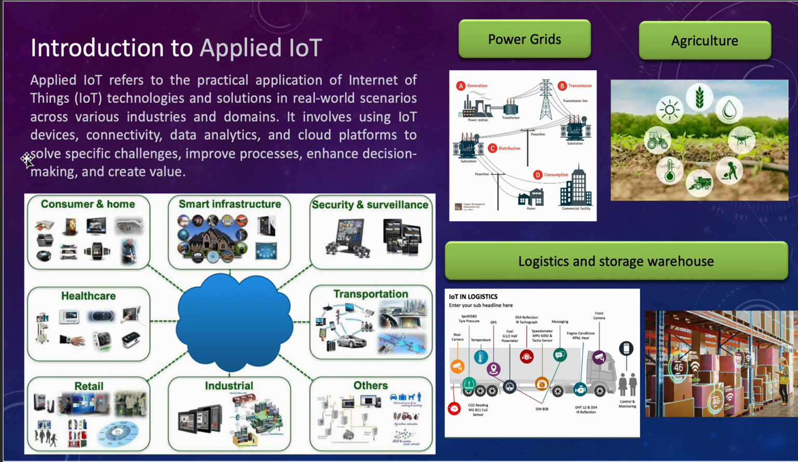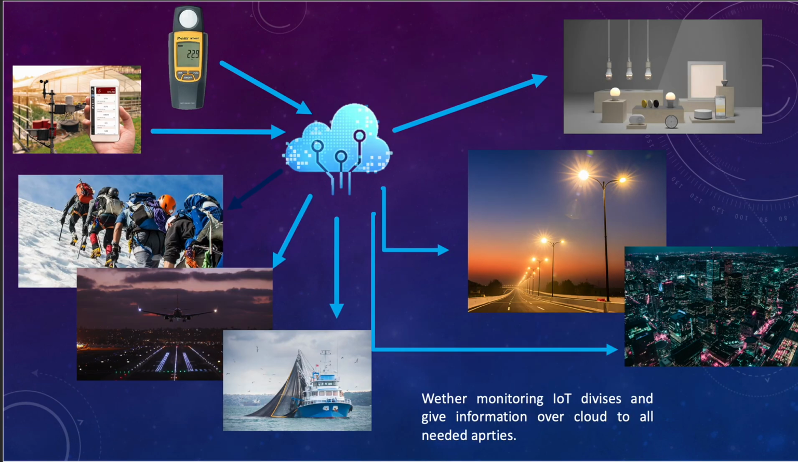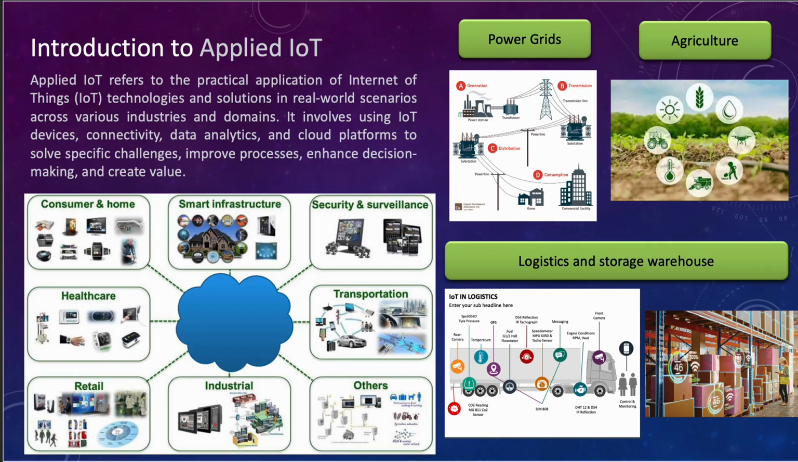We revisited each example and we looked at how these criteria are met. We talked about examples in different domains and different industries: the power grid, agriculture, logistics, retail, healthcare, consumer electronics, smart homes, smart infrastructure, security and surveillance, and so on.